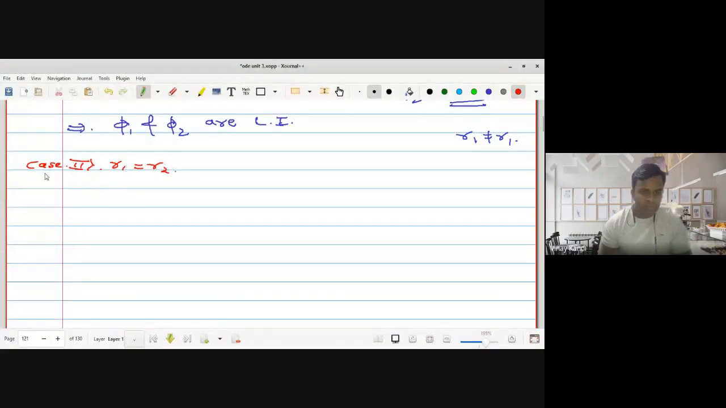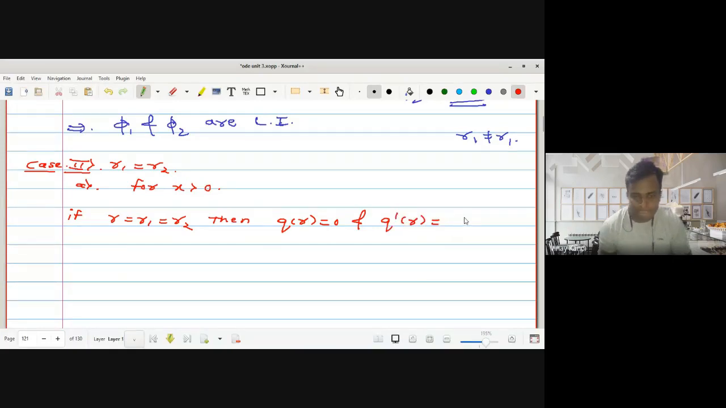In case 2, part 1, part a, for x greater than 0. Okay, suppose r is equal to r1 is equal to r2. Then q of r is equal to 0, and also q dash of r is equal to... what is the value of q dash of r?